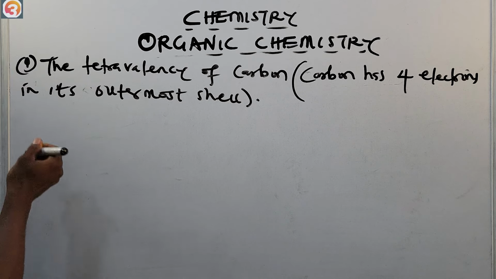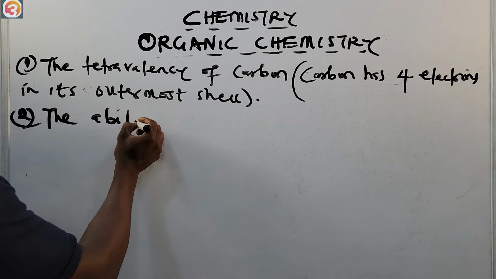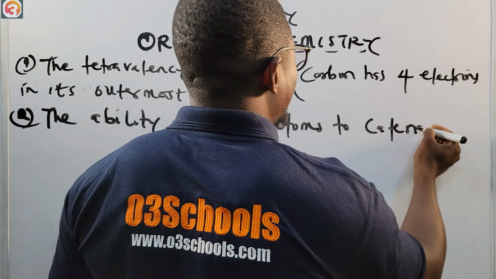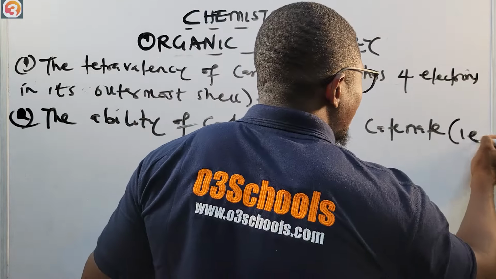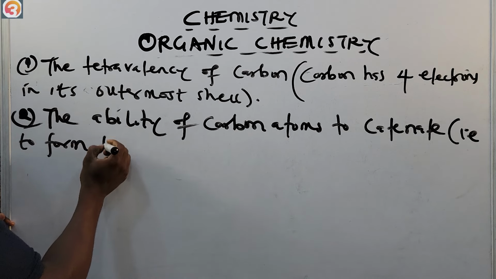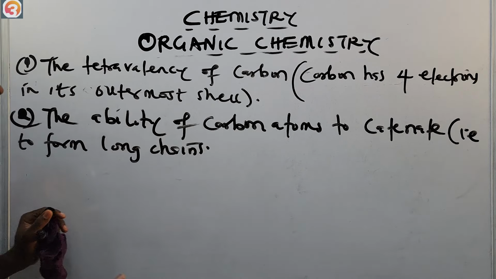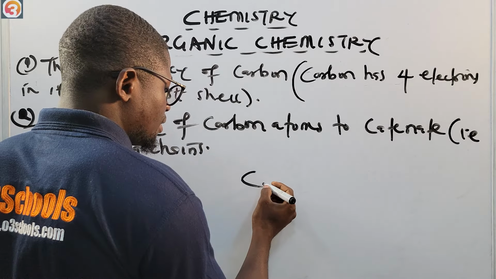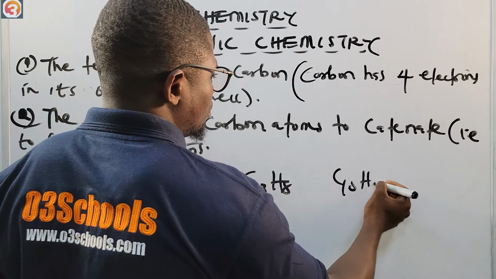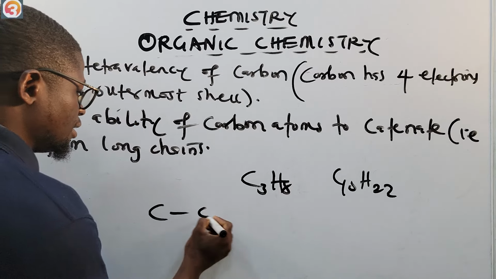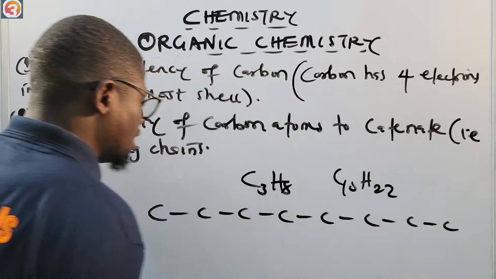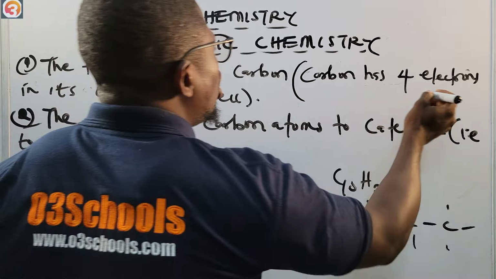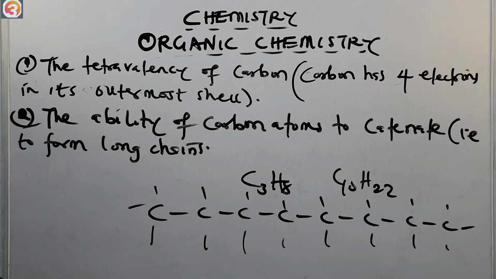Also number 2, the ability of carbon atoms to catenate, that is, to form long chains. The ability of carbon atoms to catenate is another reason why we have so many organic compounds. That's how you see C3H8, C10H22, and so on and so forth, very long chains. The ability of carbon atoms to catenate, that is the ability to form long chains, is another reason why we have so many organic compounds.